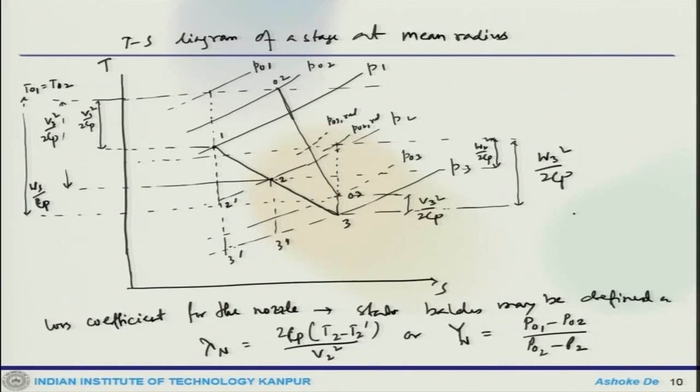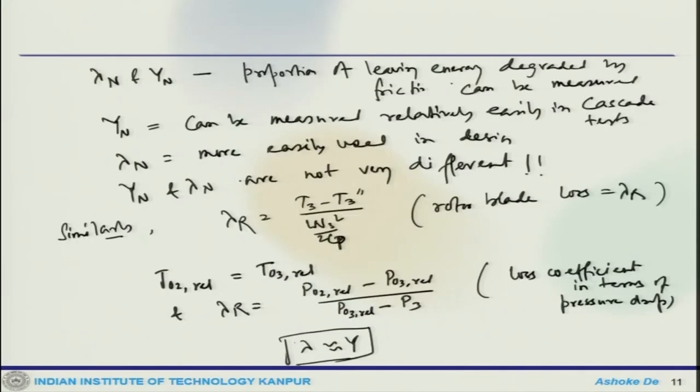So, this is a picture for a particular stage and how the absolute velocity, relative velocity and all these corresponding quantities are connected. Now, how we can show this lambda and Y could be another important argument, but we can look at that in the next lecture. So, we will stop here and continue the discussion of the correlation in the next lecture.